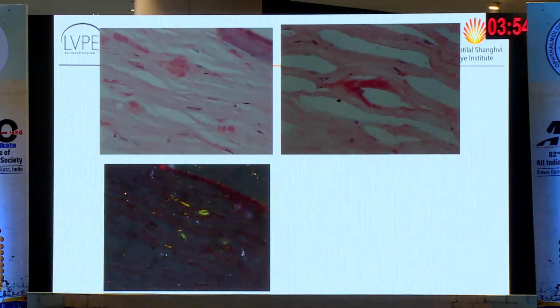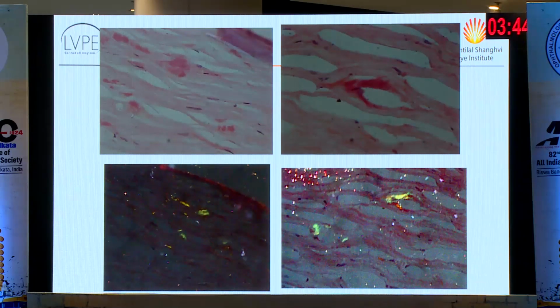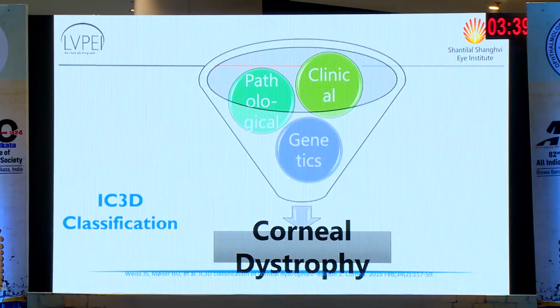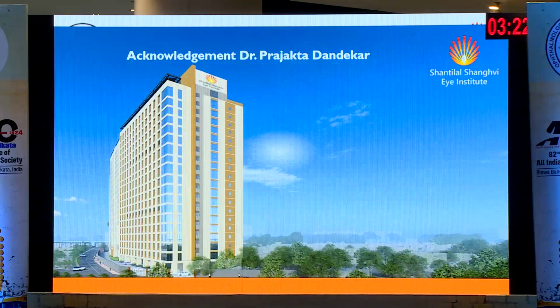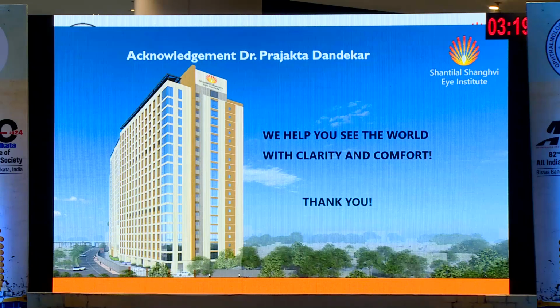It has apple green birefringence, because it polarizes, and this is what we are trying to show here in this slide. It's a beautiful sight to see under the microscope, this stars-in-the-sky kind of appearance for this dystrophy. Again, for this particular patient, we could do genetic analysis, which matched lattice dystrophy, and it also matched perfectly under the new IC3D classification.